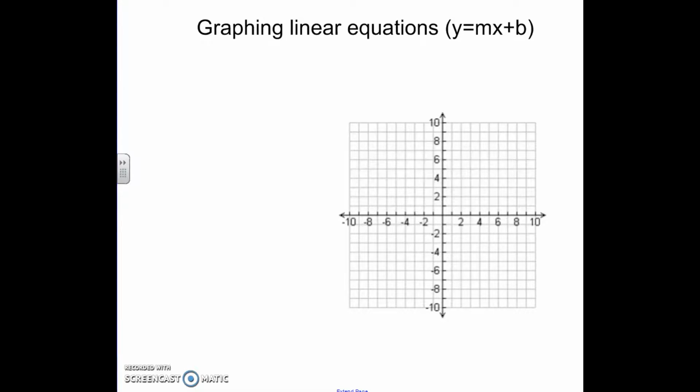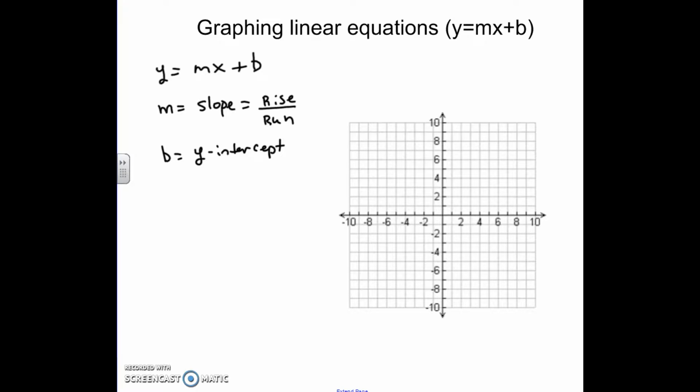Let's review graphing linear equations using the slope-intercept form, y equals mx plus b. First of all, m represents the slope. And you know the slope is equal to the rise over the run. It's the rise in the line over the run in the line. b is the y-intercept, and that's going to be where it crosses the y-axis.